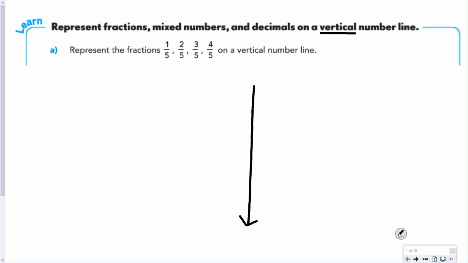We're going to extend our line up, and we want to represent the fractions 1/5, 2/5, 3/5, and 4/5 on a vertical number line. So we're going to start at the bottom. The lowest number always goes at the bottom of a vertical number line. And so we have 1/5, 2/5, 3/5, and 4/5. Remember, you want to have that consistent spacing as best you can.